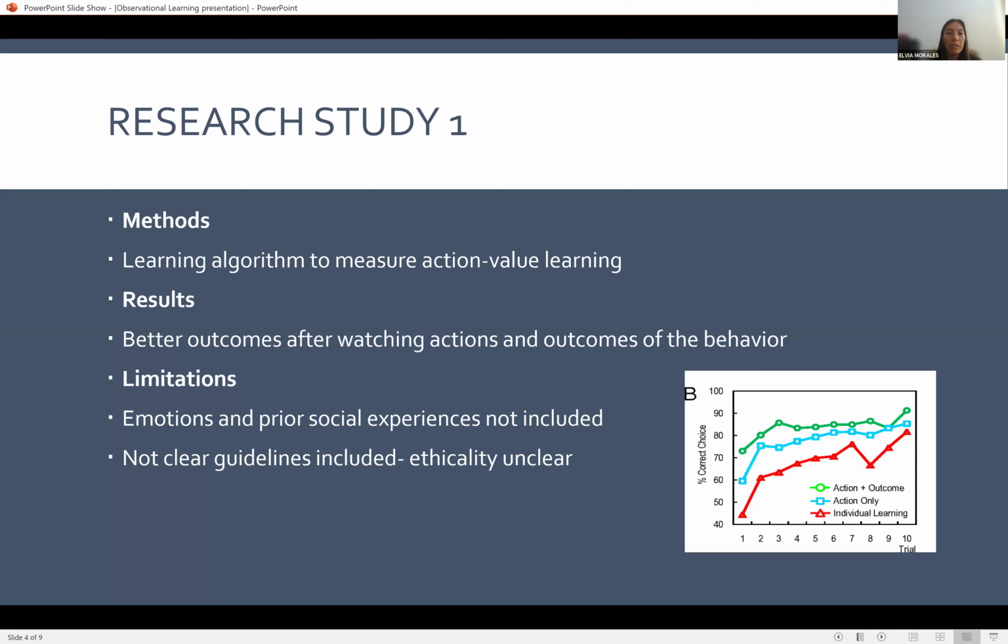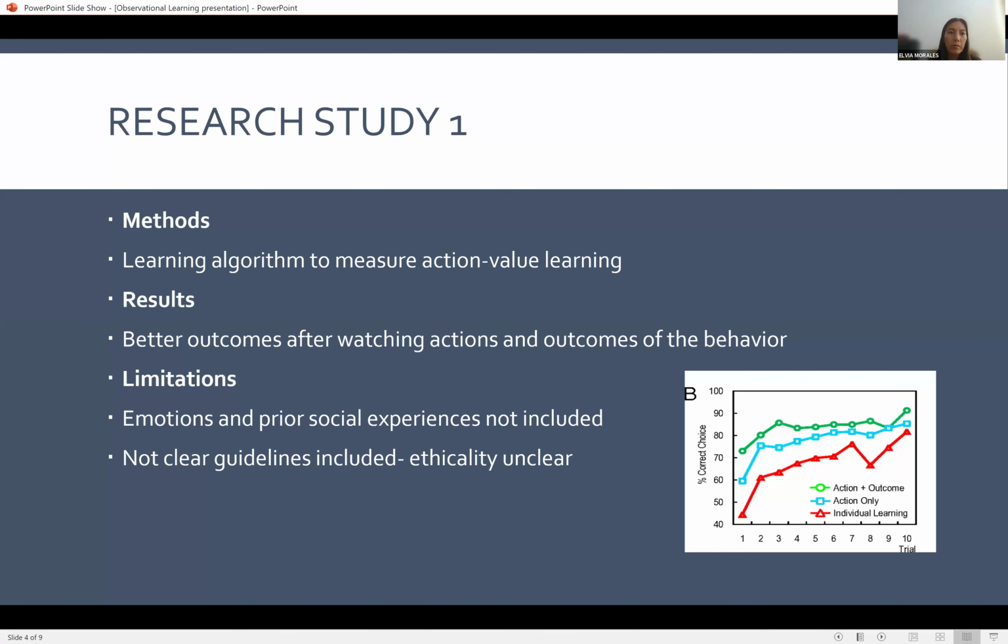But also, some limitations of the study are that emotions and prior social experiences were not included. In addition, there were no clear guidelines included in the study, so it is unclear to define whether or not it is ethical. And this is a graph showing some of these results.